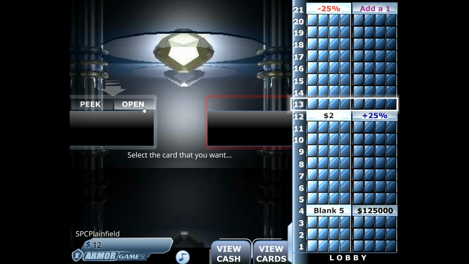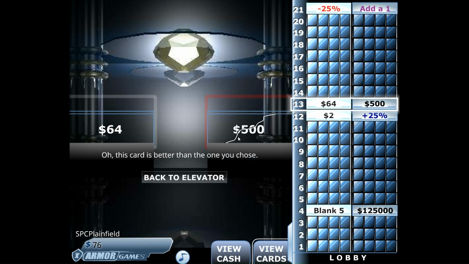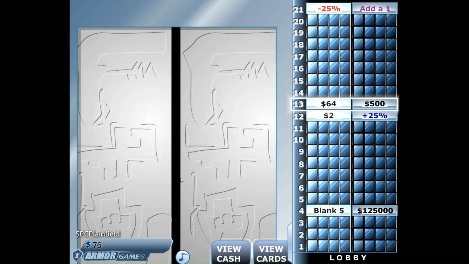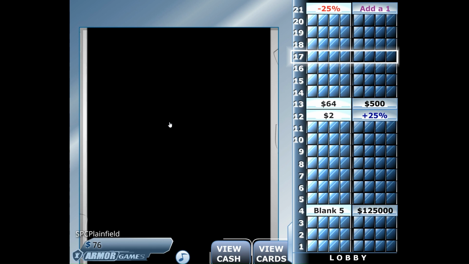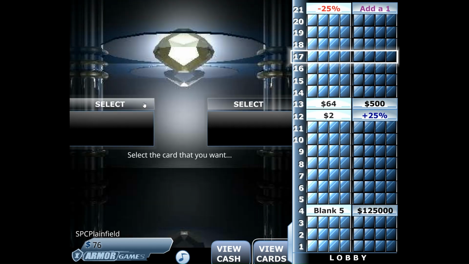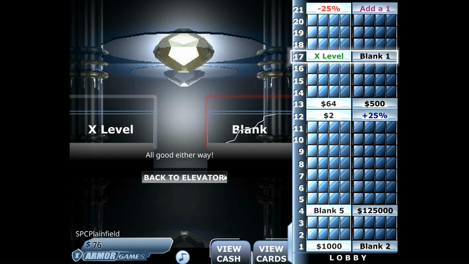Number 13, we'll do the left side. We have $640. So let's take a look at the other side. And there's $500. Right. Let's look at number 17. And let's take a look at the left side. The X level. So there went $10,000 right away.